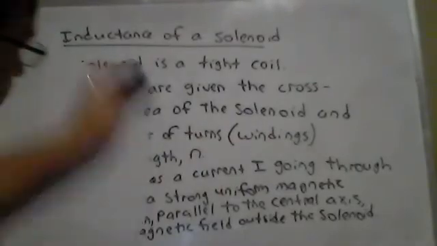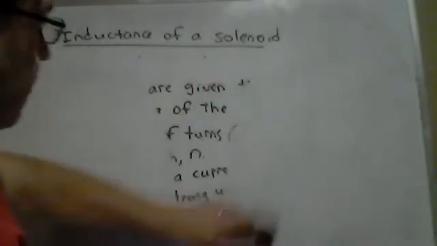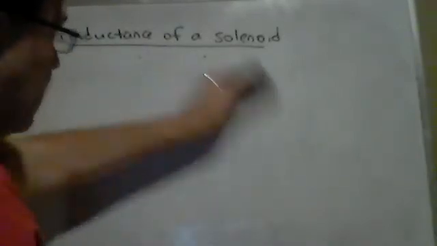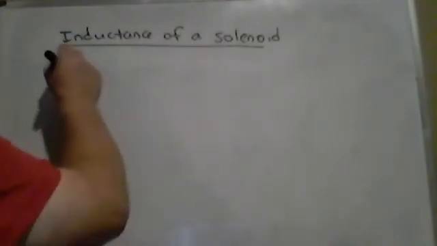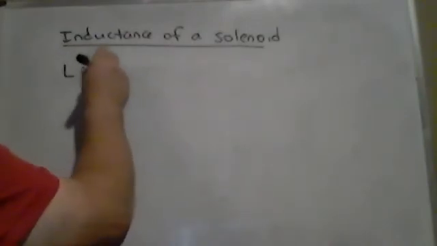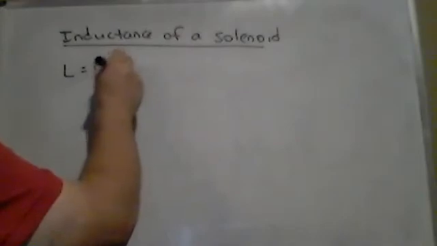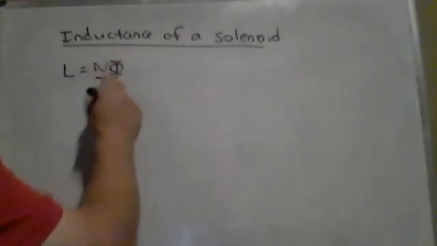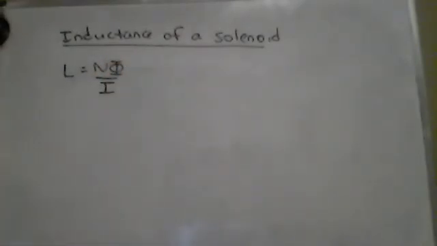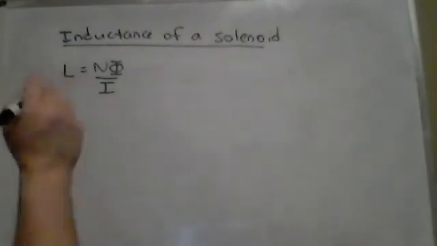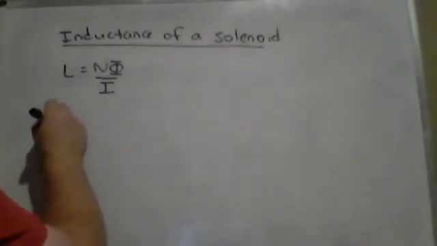So let's apply it. Let's try to figure out what the inductance is for a solenoid. Let's start off with the definition of inductance. First and foremost, what did I say it was? I said that L, the inductance, is cap N phi B over I. That's your inductance. Now, cap N, remember, is the total number of windings.